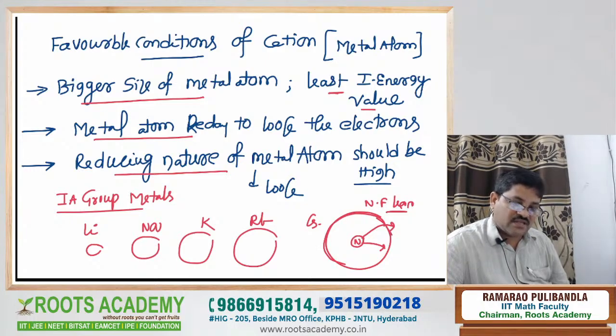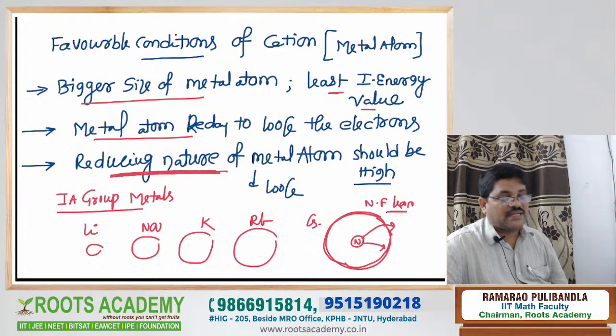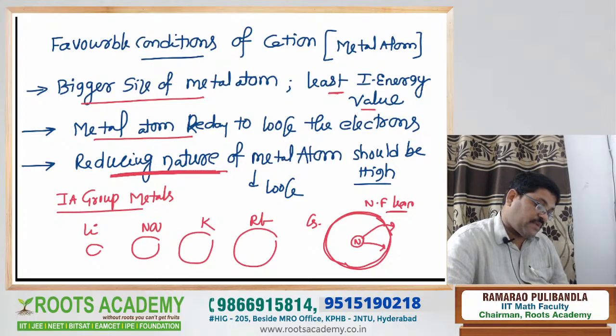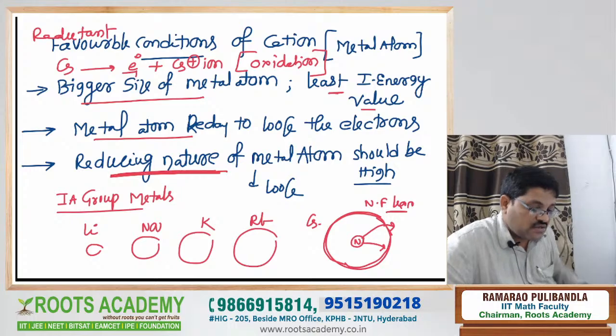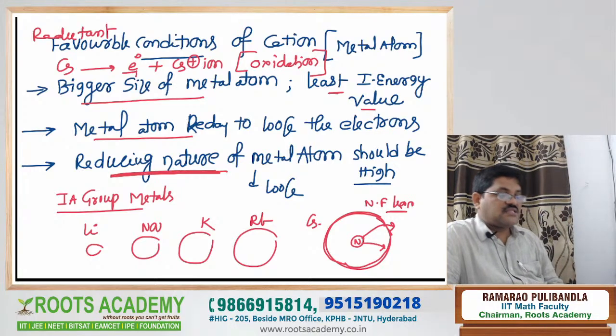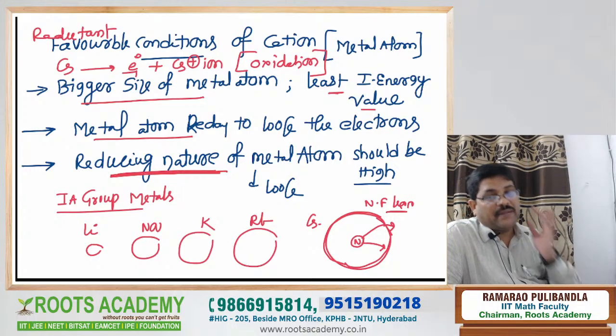Because of the big size, the easy loss of electrons happens. That is the meaning of reducing nature of the metal atom. The cesium metal atom is ready to lose its valency electron and forms the cesium cation. That property is called oxidation. Loss of electron is called oxidation. The species involved in oxidation is known as the reductant, that is, the reducing agent. Those are the favorable conditions of the metal atom.